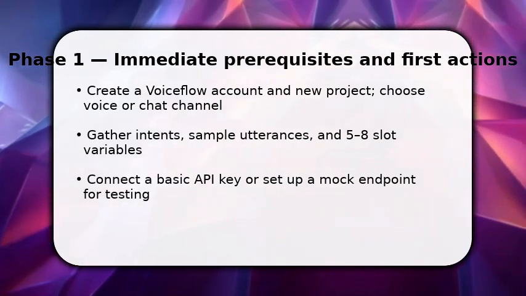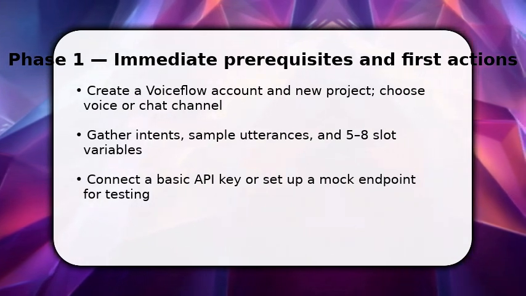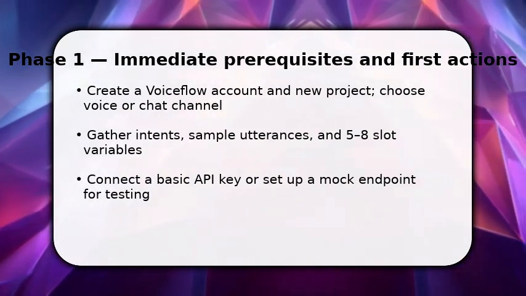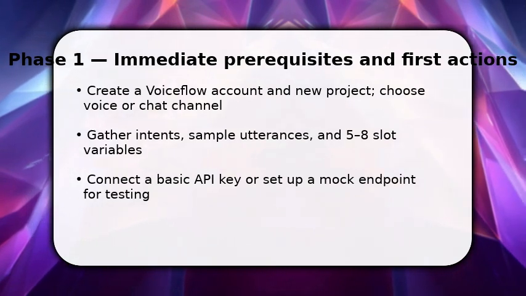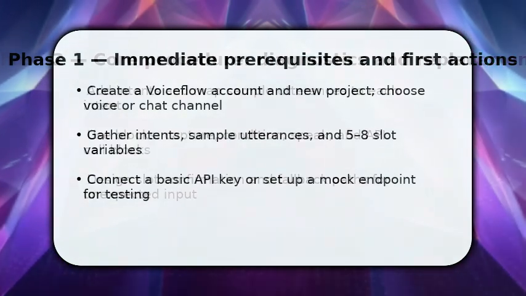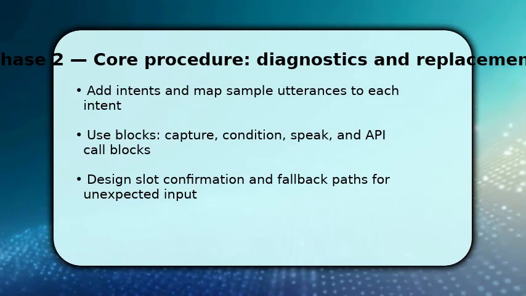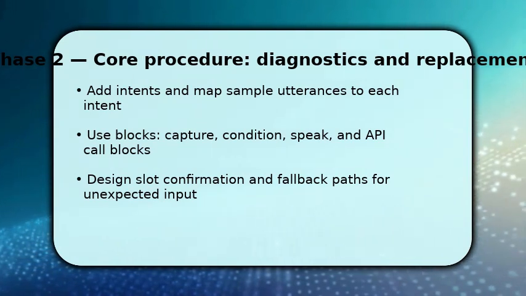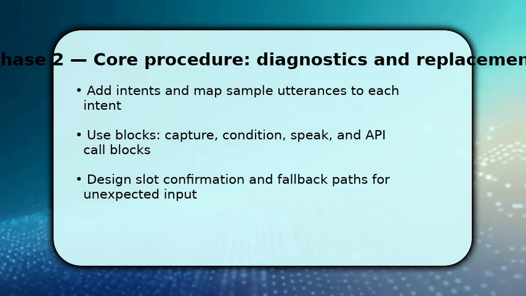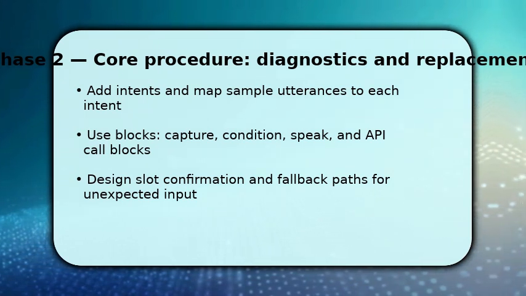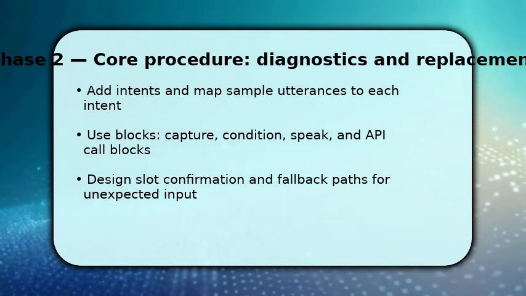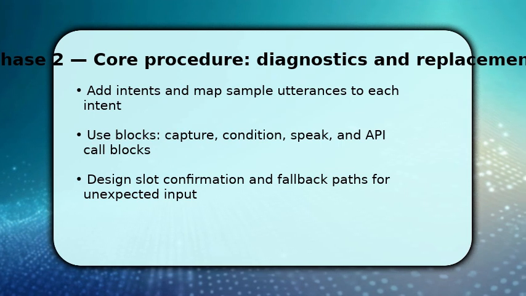Make sure to name flows clearly, because organized flows let you build faster and debug more easily. Now build the conversation. Place capture blocks to collect slots, then add speak blocks to return responses. Short prompts first, then richer content. Use condition blocks to route based on slot values or API responses. This is where branching logic lives.